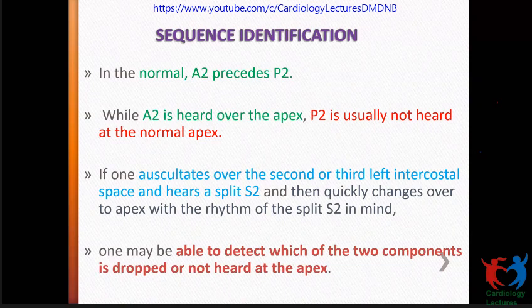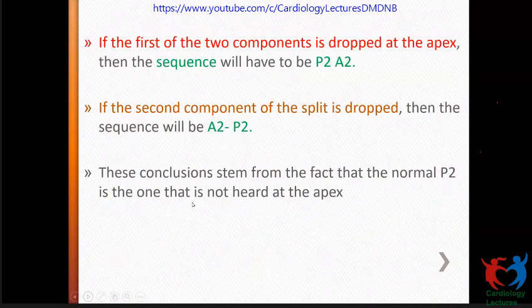Okay, so if you have a wide split, that does not occur with paradoxical split at all. So if you have a wide split, you are always sure that the second component is actually P2, because a wide split only occurs if there is a P2 which is delayed. Okay, it's good. Lots of interaction. I hope you understood this.